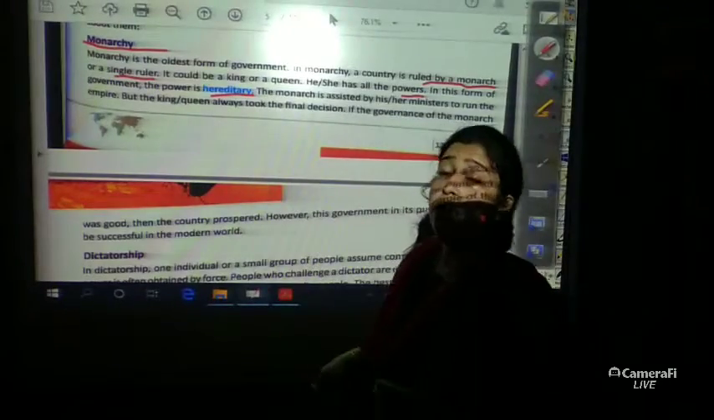Hereditary means that power is forwarded within the family. That means you can say it is received as an inheritance. Suppose in a country the king is the government. Then in the next generation, the son of the king will be the next king or next ruler. So that is hereditary.